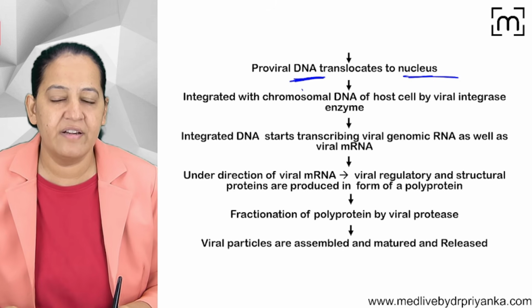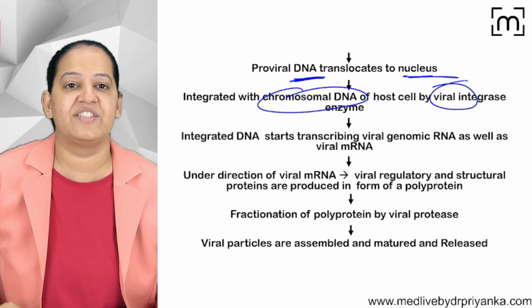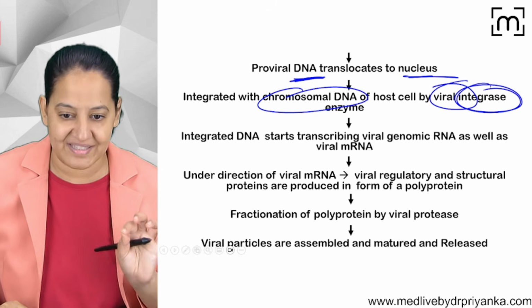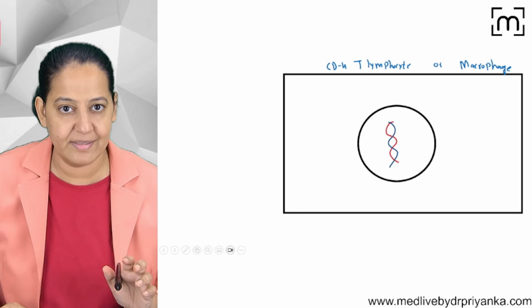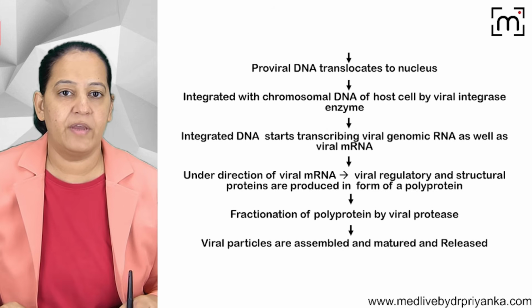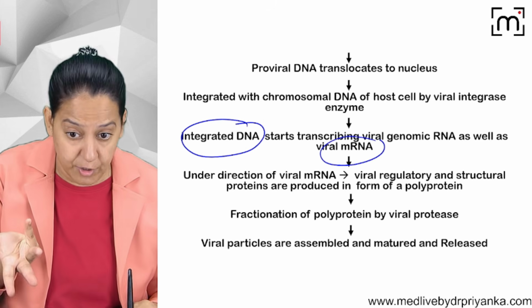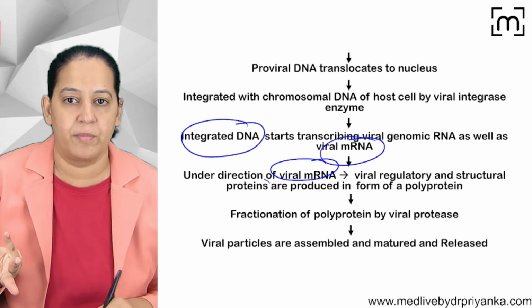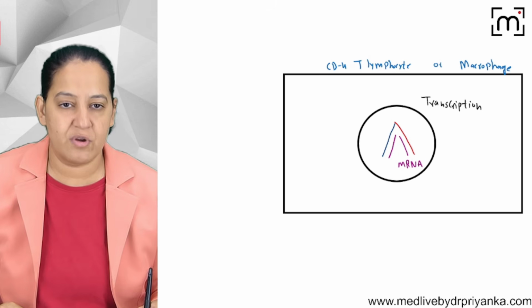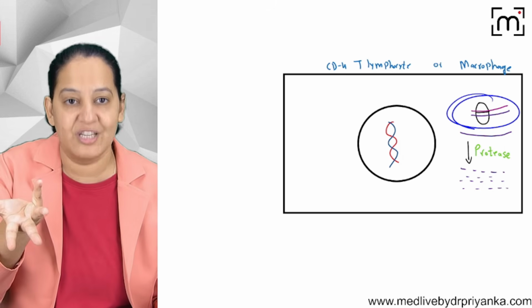You can see it will integrate with the host DNA. The host DNA and virus DNA integrate with each other with the help of the enzyme integrase. The integrated DNA remains latent for many years, and after that, this integrated DNA starts forming mRNA, that is transcription. From the mRNA, protein is formed, that is translation. So first transcription takes place, and then this protein will move out and translation takes place.